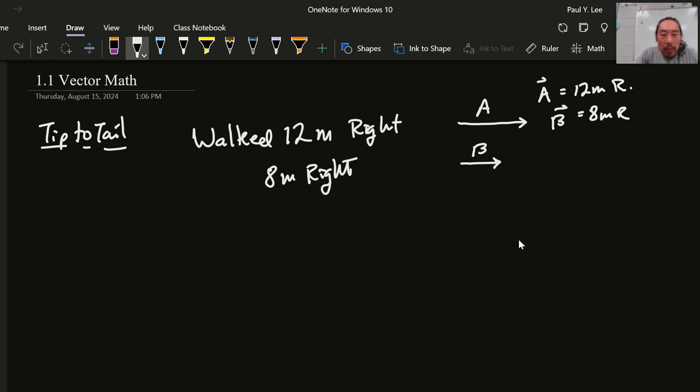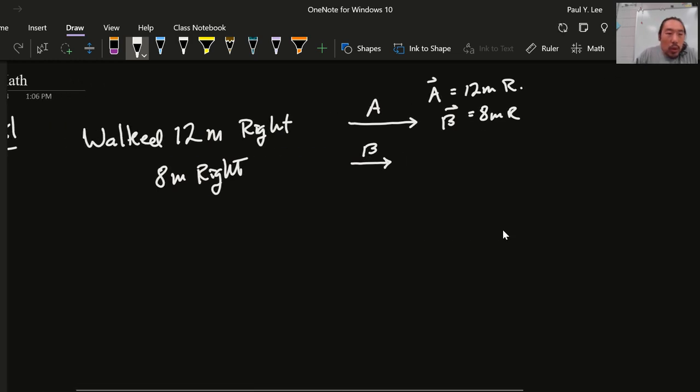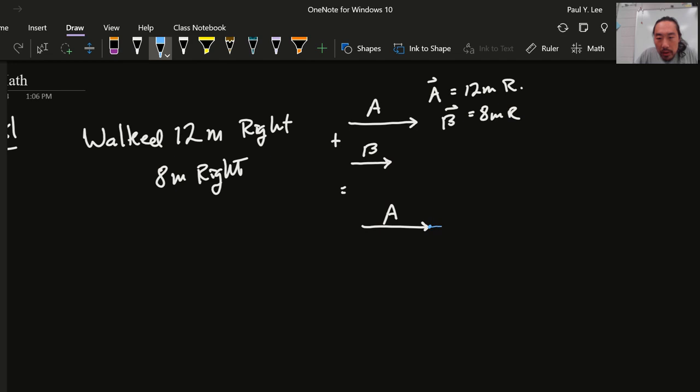So the tip to tail method, what you have to do is you have to draw your first vector. So this is vector A. So you have to draw vector A, and where vector A ends, at that arrowhead, we're going to draw vector B. So we draw vector B right here. Okay, so that's the way that we visually represent vector addition.